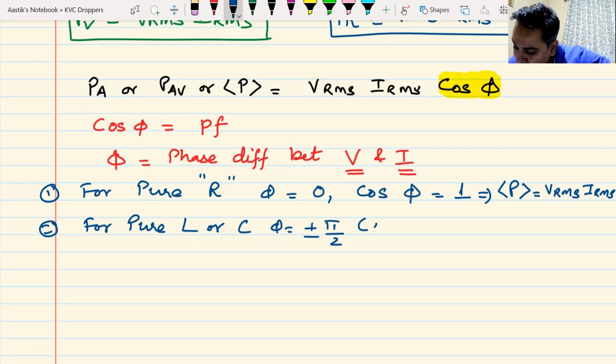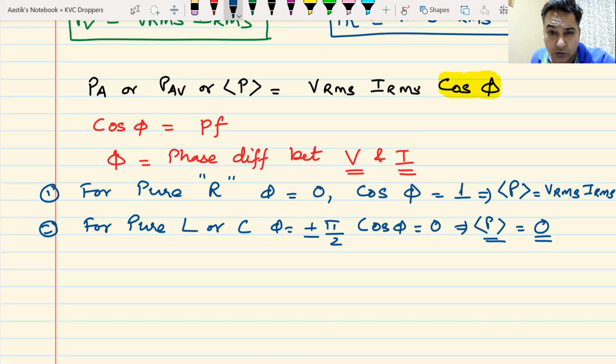The value of this cos phi becomes 0, which implies the average power becomes 0. Average power becomes 0. From here, we can understand a very important point.